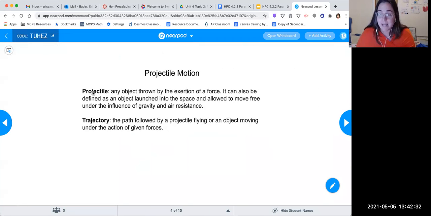So what is a projectile? A projectile is any object thrown by the exertion of a force. It can be an object launched into space and allowed to move free under the influence of gravity and air resistance. So again, thinking about kicking a soccer ball or firing a missile, anything that you launch goes up and then comes back down. Trajectory is the path followed by a projectile flying or an object moving under the action of given forces.